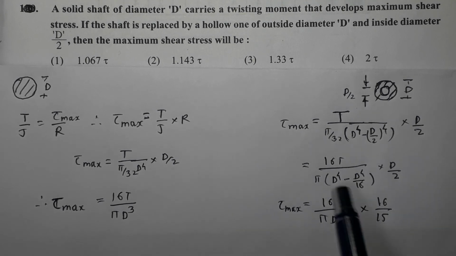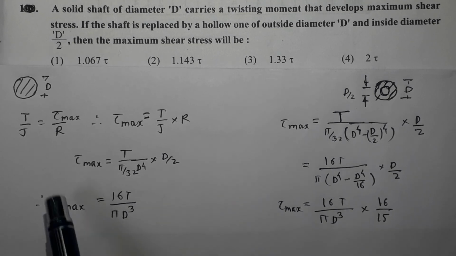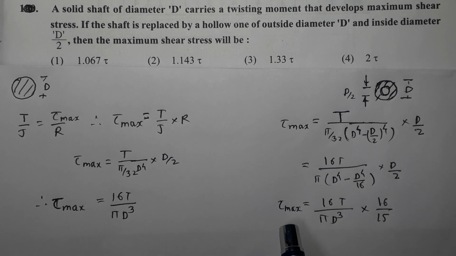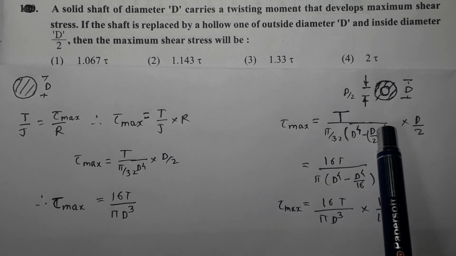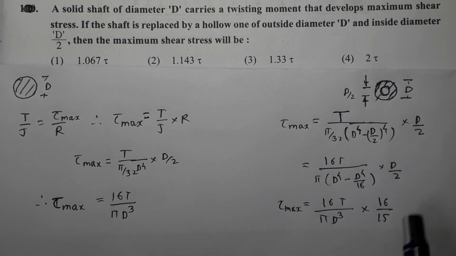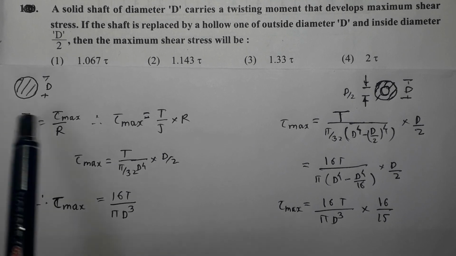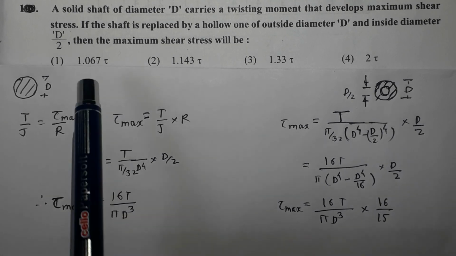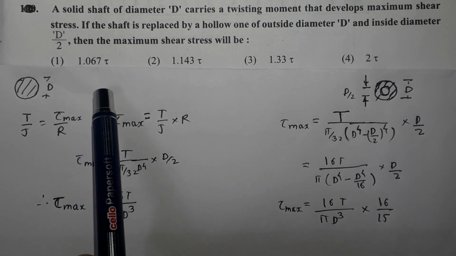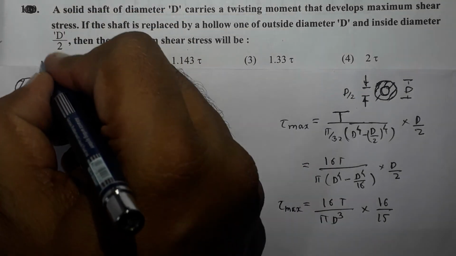But this term 16T divided by pi D cube is tau max in the first case, and that is why the maximum shear stress in the second case, that is in case of a hollow shaft, is equal to 16 by 15 times the maximum shear stress in case of a solid shaft. Now this ratio 16 by 15 is 1.067, and that is why the correct option is option 1.